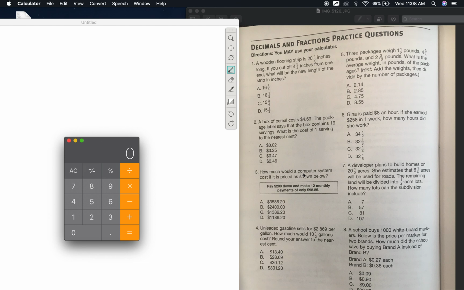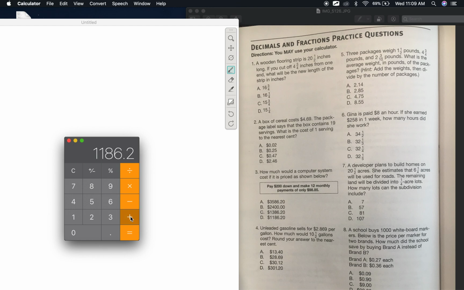Okay, how much would a computer system cost if it is priced as shown below? So you pay $200 down and make 12 payments of 98.85. Okay, so let's see, that's 98.85 basically over a year. 98.85 times 12, there's 12 months in a year, equals $1,186.20. Imagine there being a 0 here, but like I said, to the right, all the way to the right, you can erase the 0 because it doesn't mean anything.